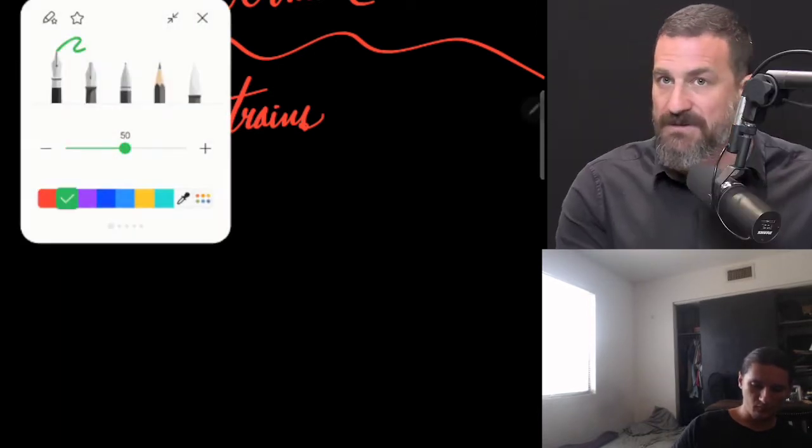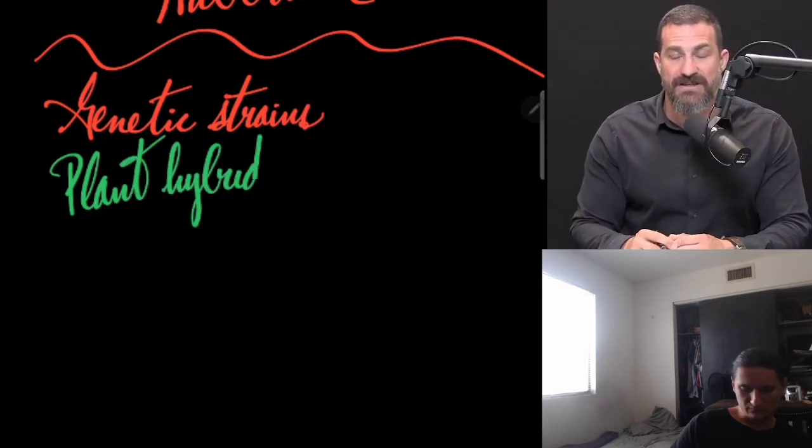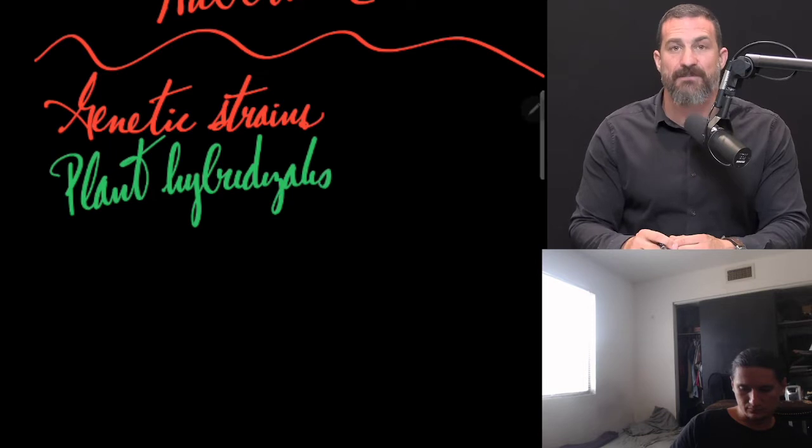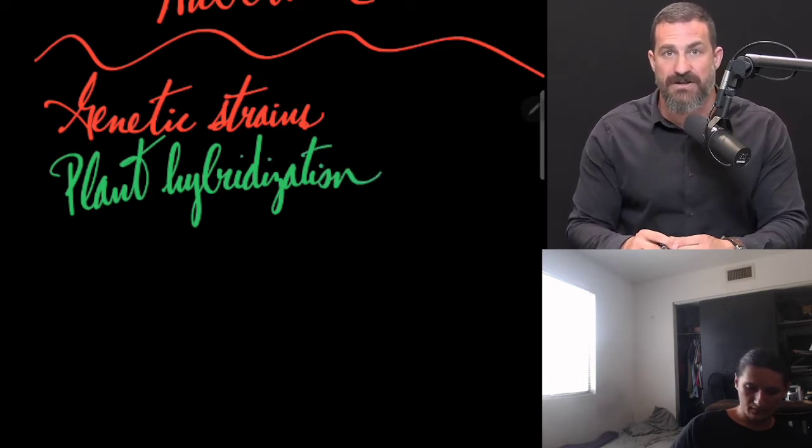So just as animals and humans have different genetic backgrounds and they can be crossed to one another to yield further genetic variation in the offspring, plants can be hybridized to one another in various ways through grafting or through the use of different types of seed combinations, etc., in order to generate different strains. There are also naturally occurring differences in the strains of plants, and the cannabis plant is no exception.